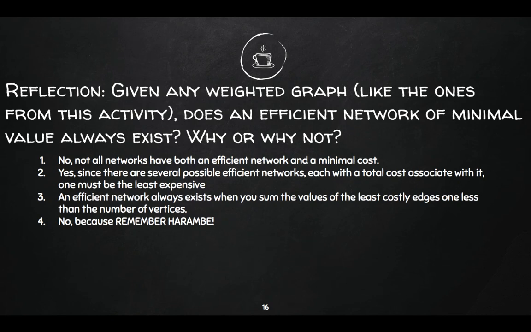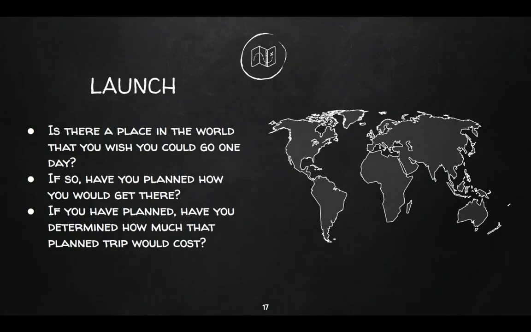3. An efficient network always exists when you sum the values of the least costly edges, one less than the number of vertices. Actually, number 3 is a little bit tricky because you can get the lowest sum with one less than the number of vertices, but you might have a cycle then, and then it wouldn't be an efficient network. And 4, no, because remember Harambe. That's right, Harambe's got to poke his little head in all of our little lectures. I think the answer is 2. Let's check. It is 2.